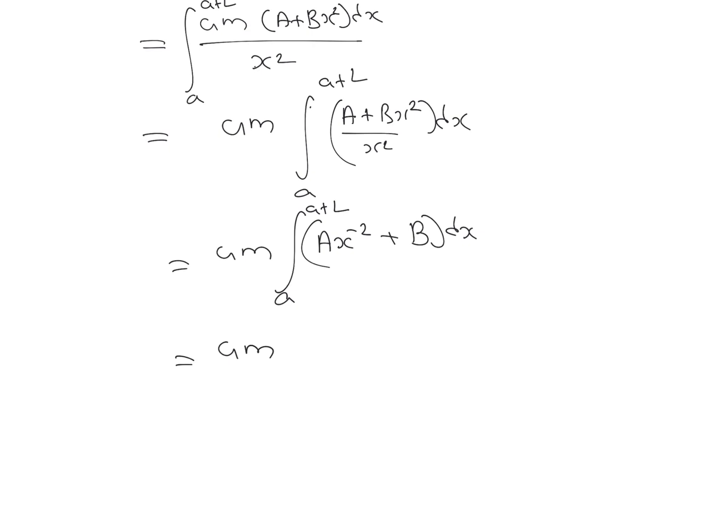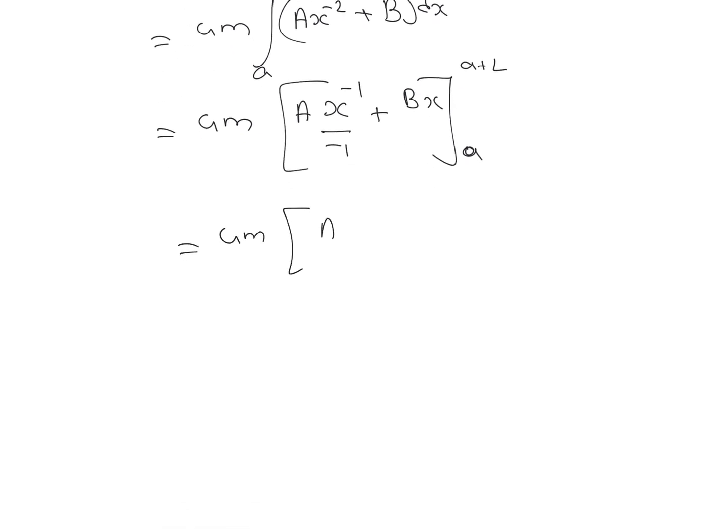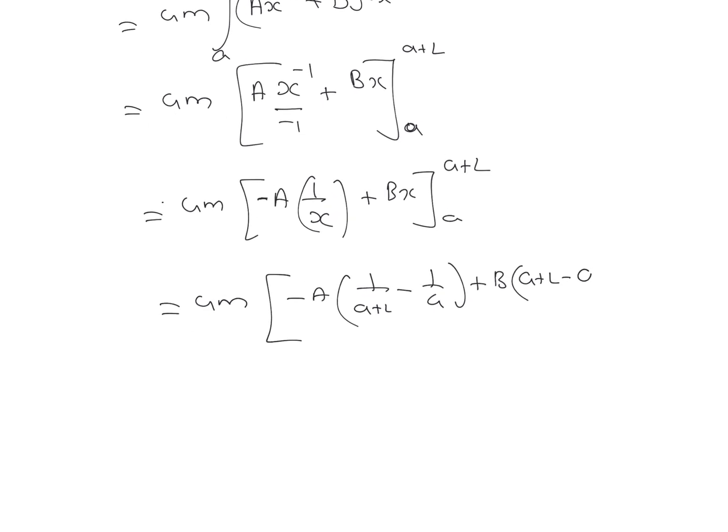So we can write this as G m into: a is a constant, and the integration of x raised to minus 2 is x raised to minus 2 plus 1, that is x raised to minus 1, divided by minus 1, plus the integration of b dx, which is b x, with the limit changing from a to a plus L. Taking the negative sign outside, this is G m into minus a into 1 by x, plus b into x, from a to a plus L. Now we put the limits: the higher limit a plus L, minus the lower limit a, for both terms.